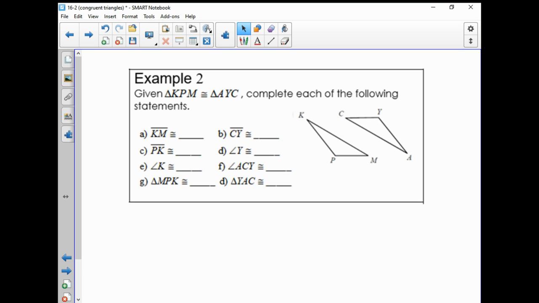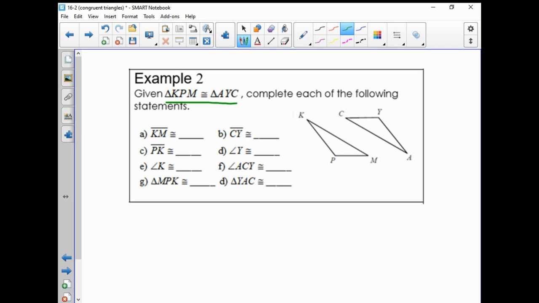All right, example 2. We're back. They've given us a congruency statement for these two nice, lovely triangles. They've told us that triangle KPM is congruent to triangle AYC. And then they just want us to go through and fill in all of the blanks right here. Now, you can do this without looking at the picture.